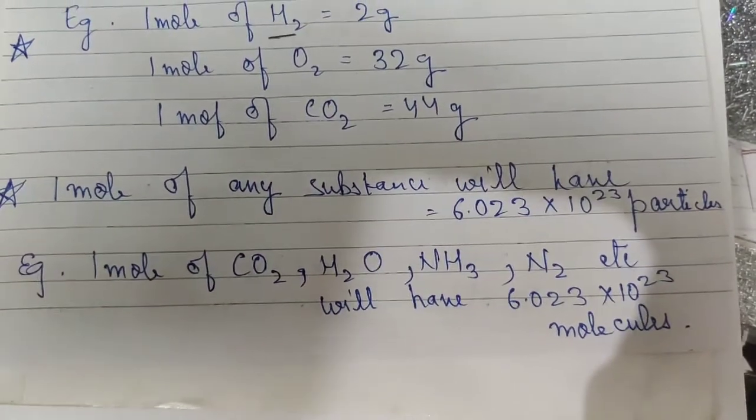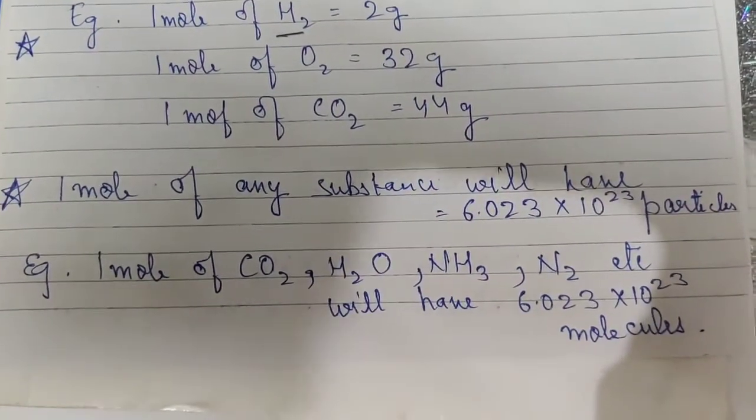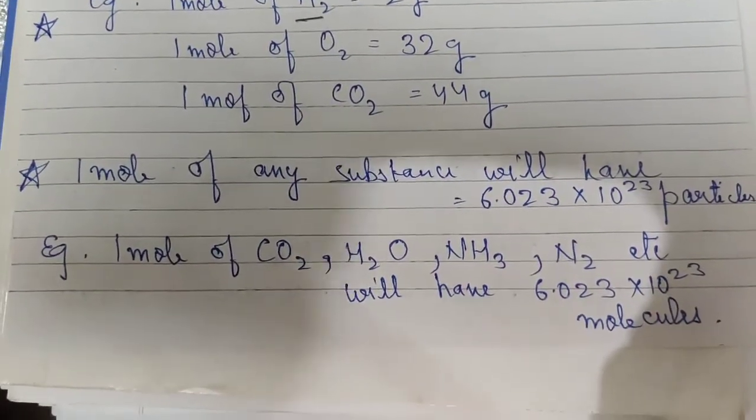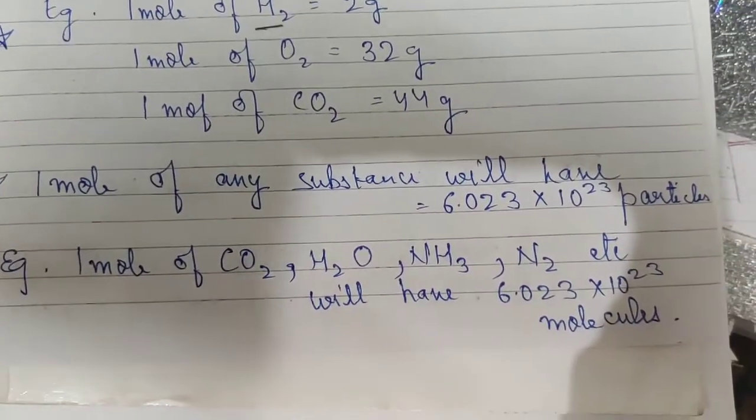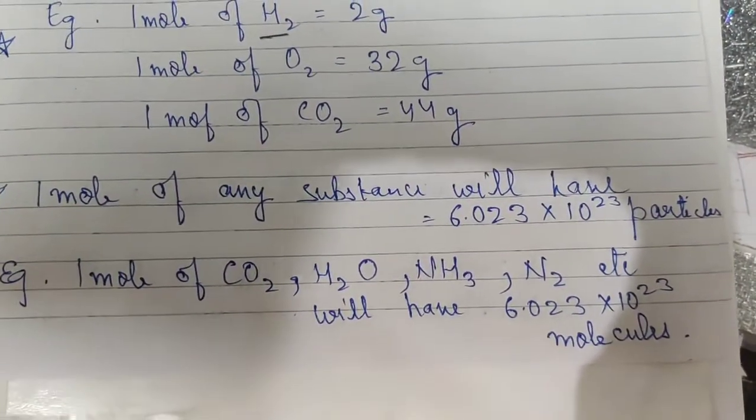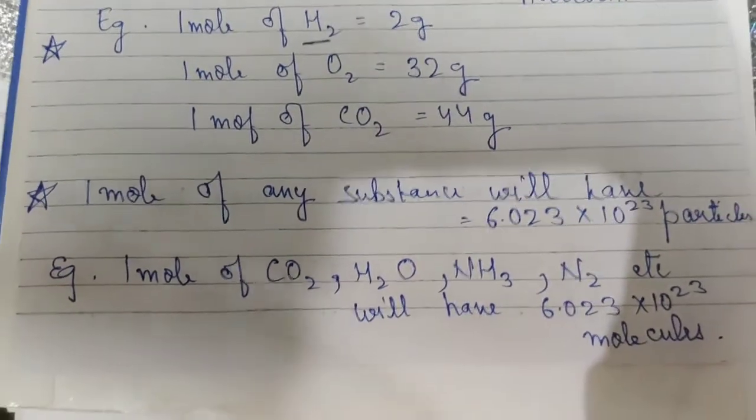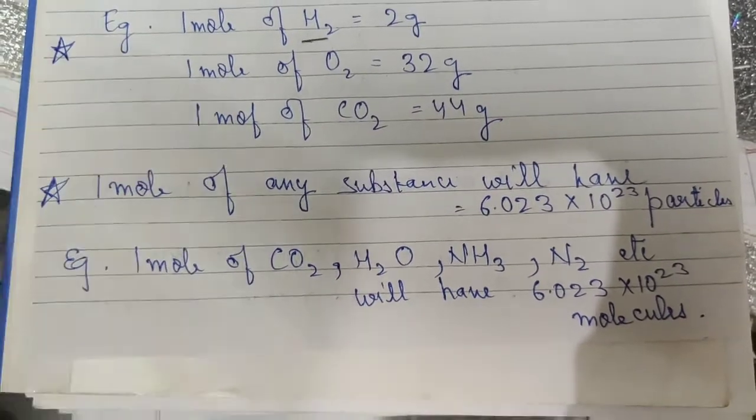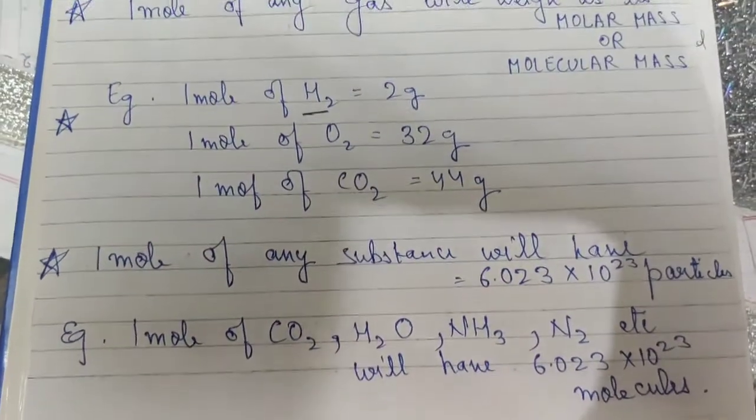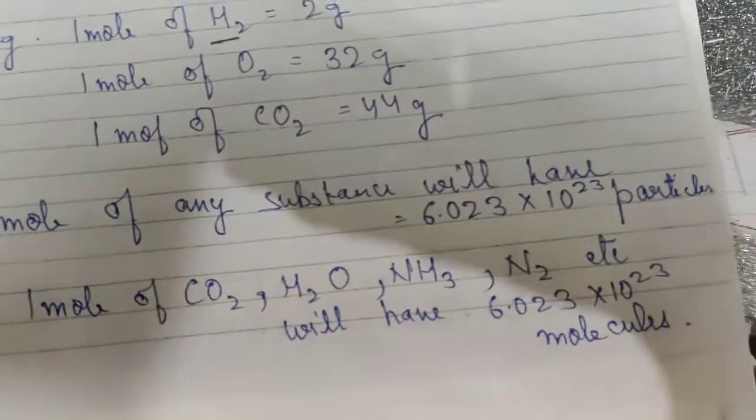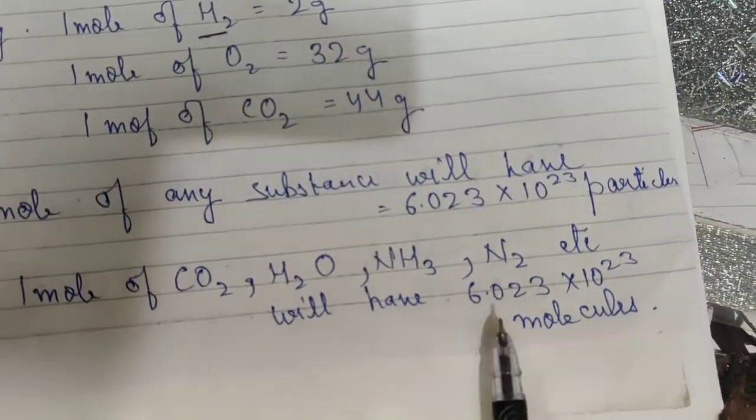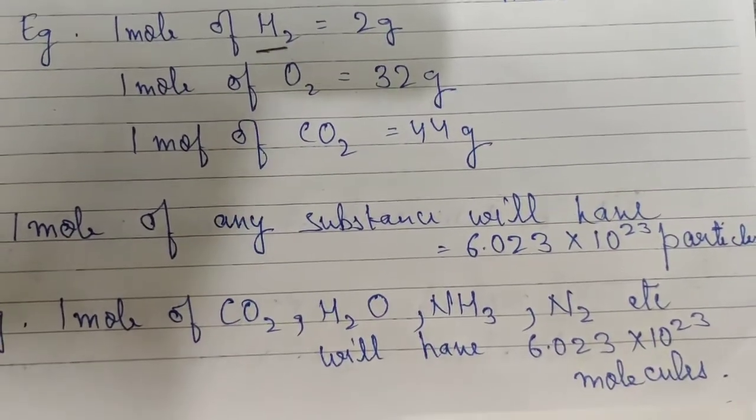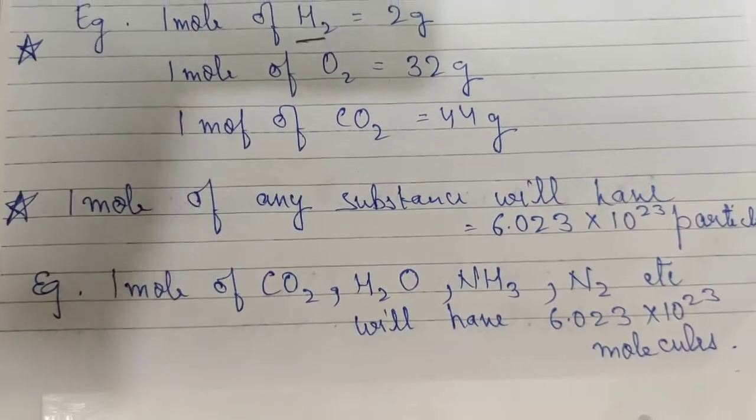Now next point is 1 mole of any substance will always have a fixed number of entities or particles, which is equal to 6.023 into 10 raised to the power 23 particles. And these particles, again, it can be ion, it can be molecule, it can be atom, anything. Example, 1 mole of CO2 or H2O or ammonia or nitrogen gas, etc. Any gas or any molecule will always have a total of 6.023 into 10 raised to the power 23 molecules. So this is a fixed amount which 1 mole of any substance will occupy.